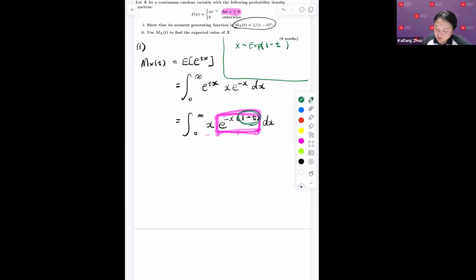And then in this case, we can write the PDF of x as (1 minus t) times e to the power minus x(1 minus t), for x greater than 0. So this tells me that in order to utilize this exponential distribution, we need to introduce this additional term, 1 minus t, to complete the PDF of the exponential distribution with parameter equal to 1 minus t. So what I'm going to do now is introduce this term.